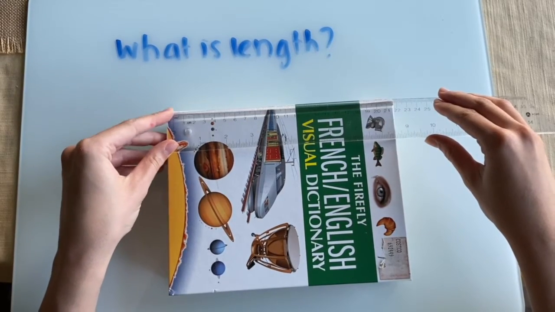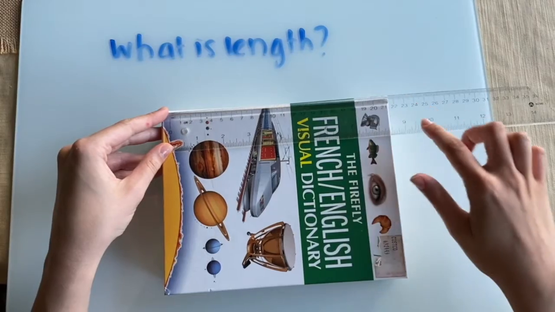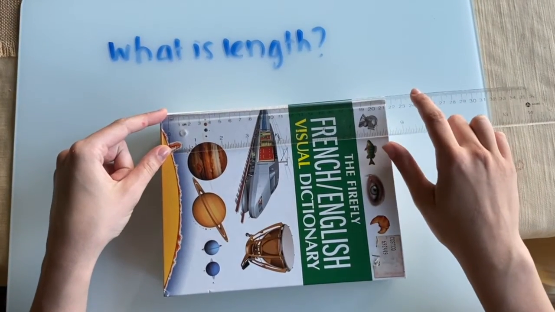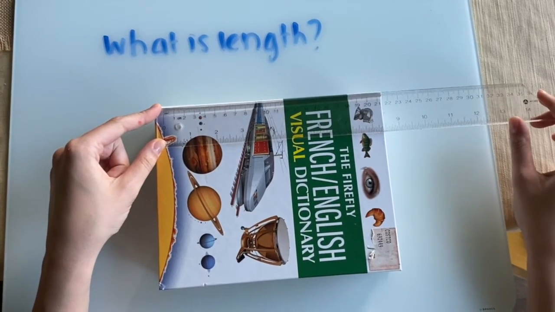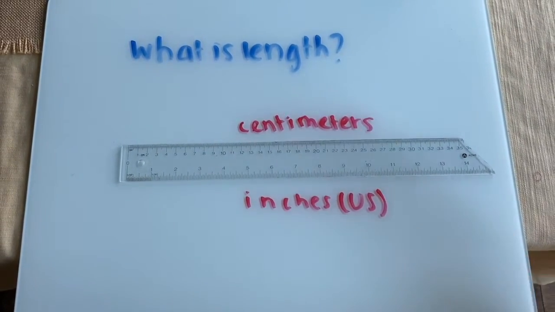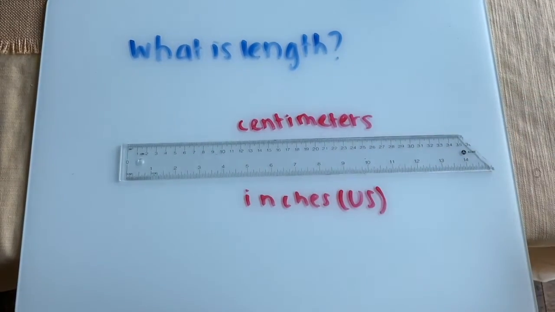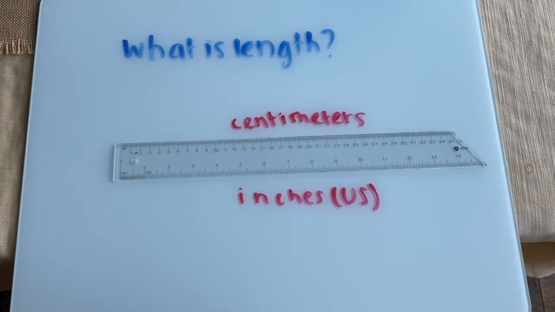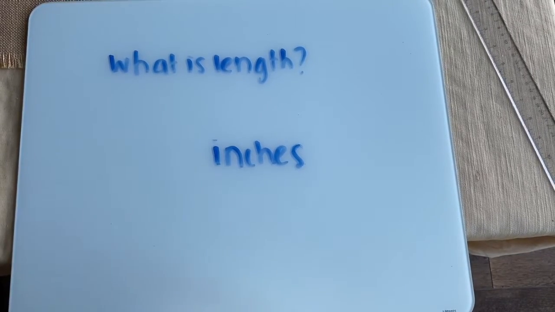Now, look a bit more closely at the ruler. Notice how the numbers on the bottom are way farther apart than on the top? That's because there are two different units of measurement. The numbers on the bottom are in inches, which is what we use in America. And the numbers on the top are in centimeters, which they use in other countries. To measure the book, we're going to use the inches on the bottom.